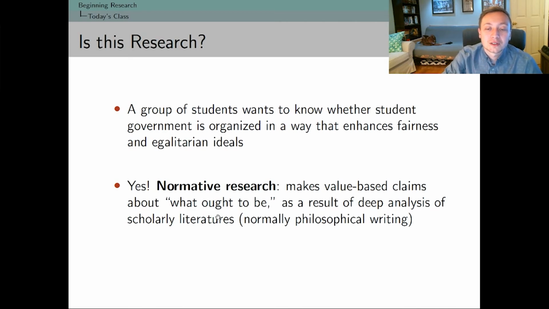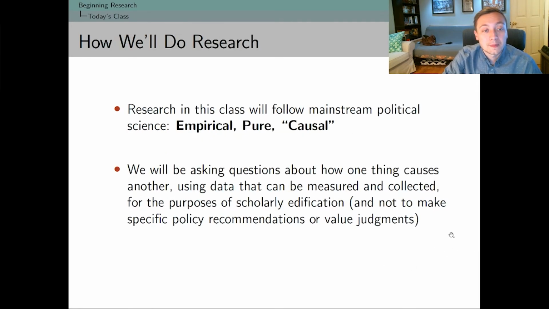principle. So again, you'll see a lot of this in philosophy and other kinds of scholarly literatures, other than what we might call more mainstream empirical research. Nevertheless, normative research is also a form of research. So a little bit further afield from what we're doing in this class, but valuable as well.